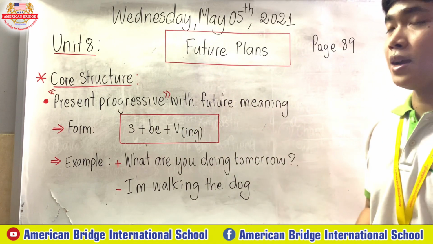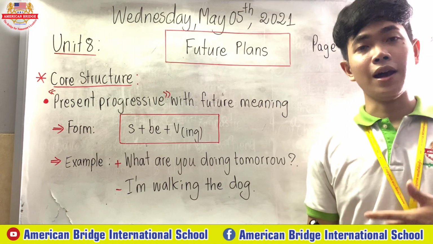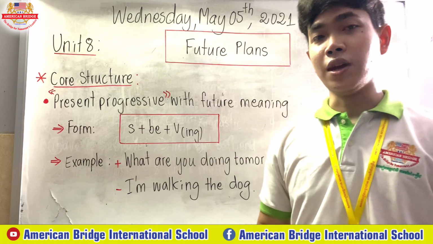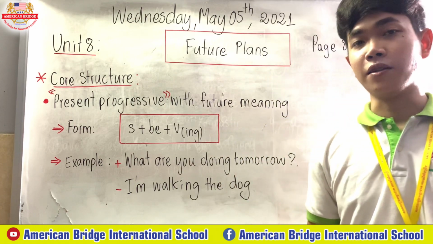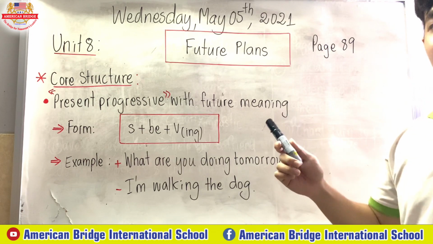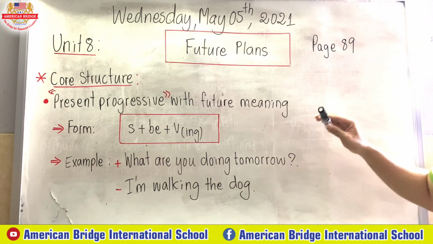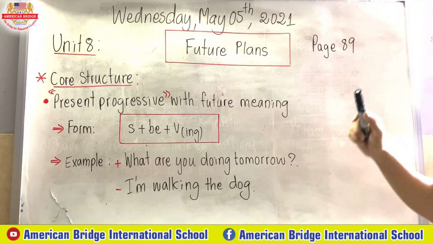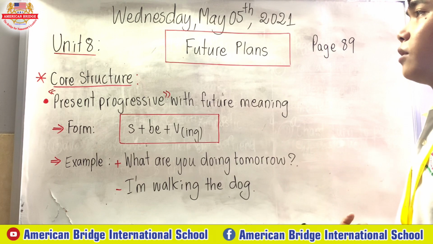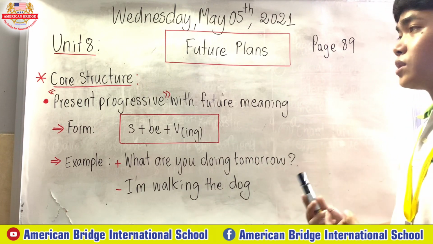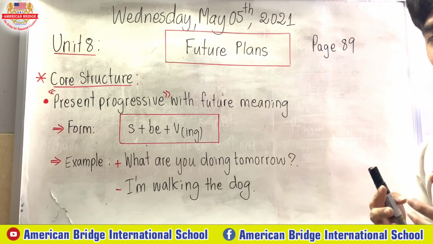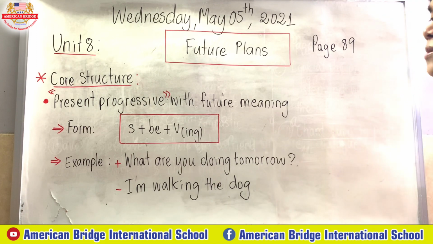Okay, so Wednesday we are going to study Hangout 5 and Grammar Galaxy 2. Today, in the first video, we will study Hangout 5 together. As you can see on the whiteboard, it is about Unit 8. Today we will focus on page 89. So let's turn the book to page 89 together. The core structure of Unit 8, which is a kind of grammar that you are going to study in this video, is the present progressive.